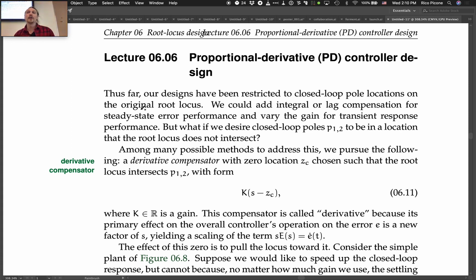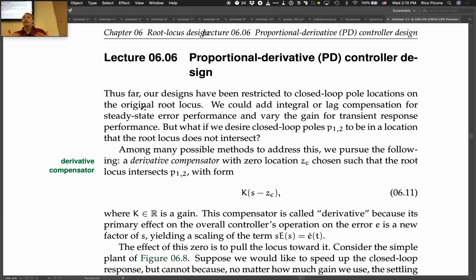We could add integral or lag compensation for steady state error performance and vary the gain for transient response performance. But what if the desired closed loop poles, P1 and P2, are located off the root locus and the root locus doesn't intersect those locations that we have? So for instance, we could have a root locus that doesn't go anywhere near our desired closed loop pole locations due to the transient response requirements or due to maybe even the stability requirements.